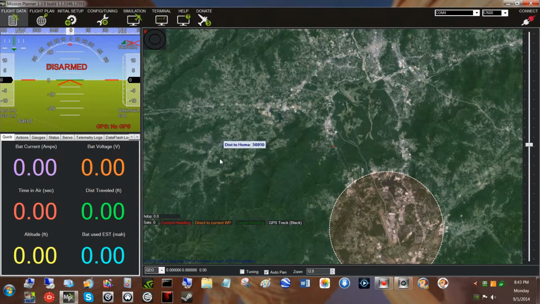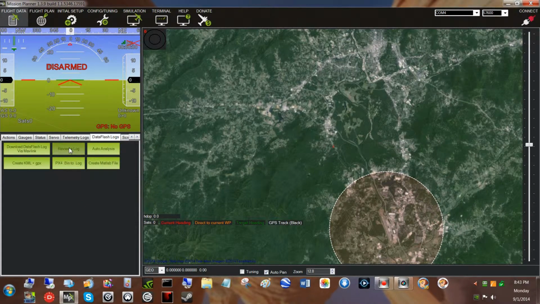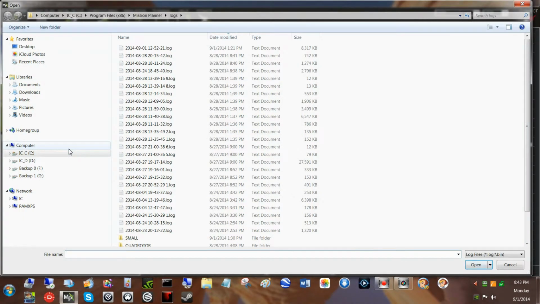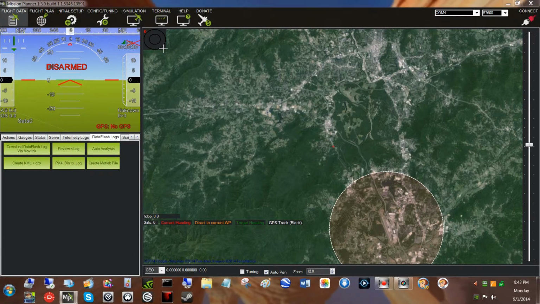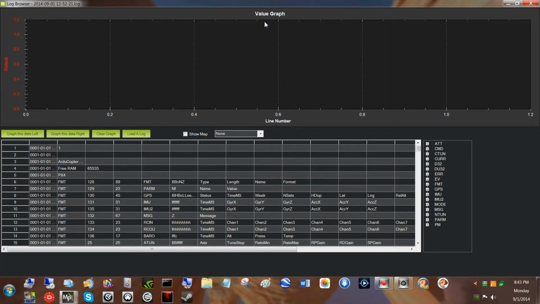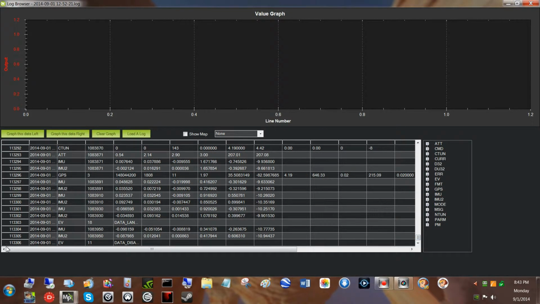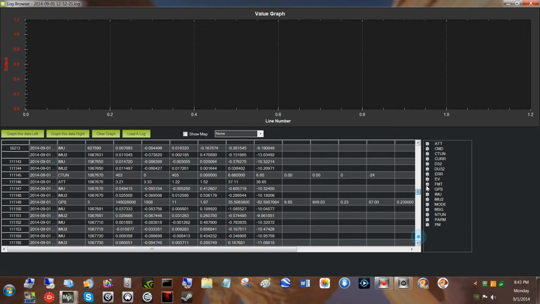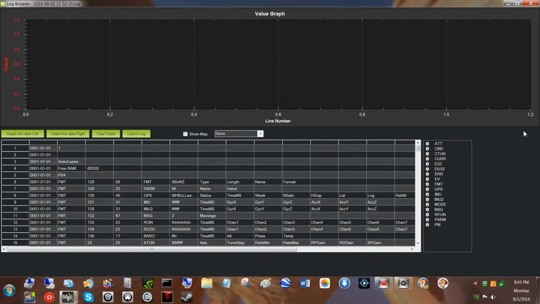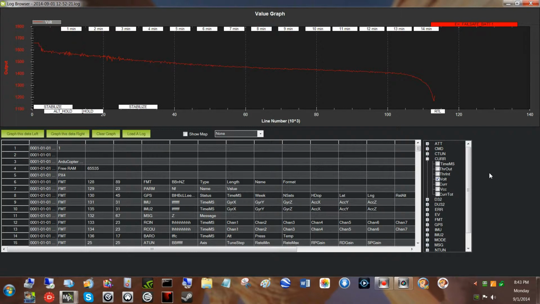I learn more and more about this software and autopilot every day, and it just becomes more and more killer. Let's look at the log of that flight I flew today. That log generated 113,306 data points. And you can graph some of them. Let's look at voltage. There you go.